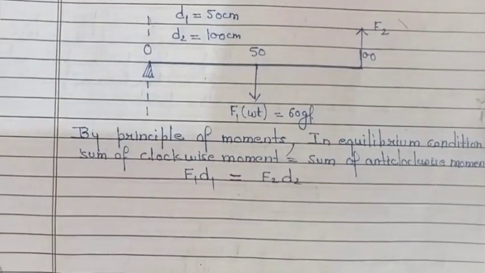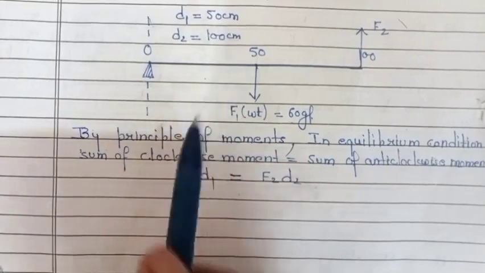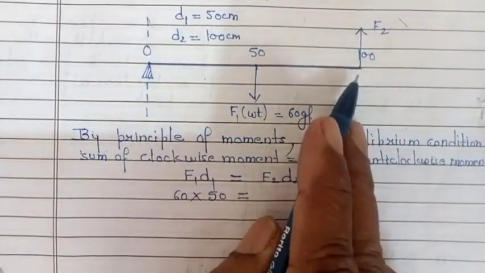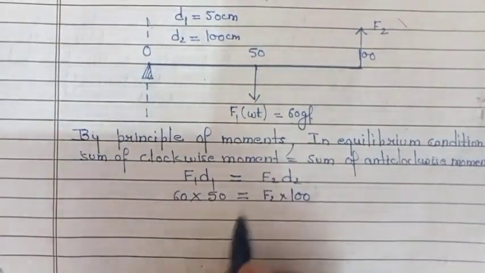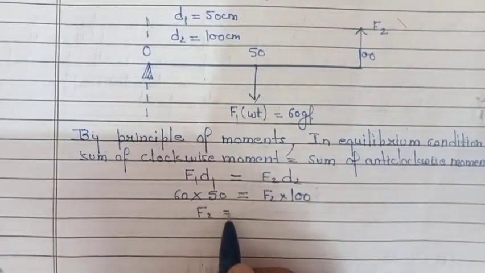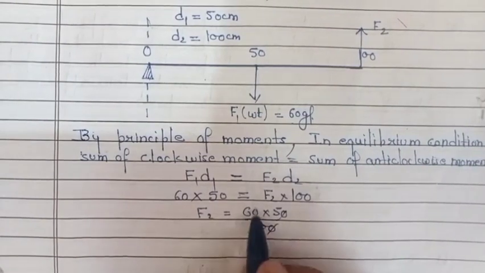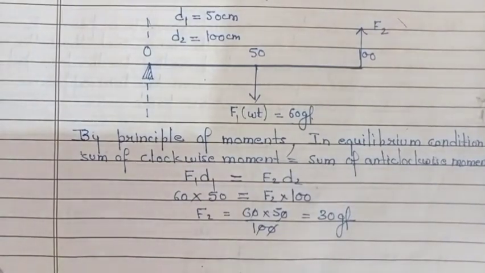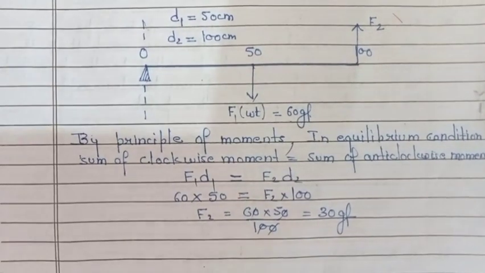Okay, now substitute the values. F1 is 60, distance d1 is 50, F2 we have to get, d2 is 100. So on simplifying it, 60 into 50 upon 100, you will be getting F2 as 30 GF. So the least force required to keep the rule in equilibrium will be 30 GF. This is clear to you?